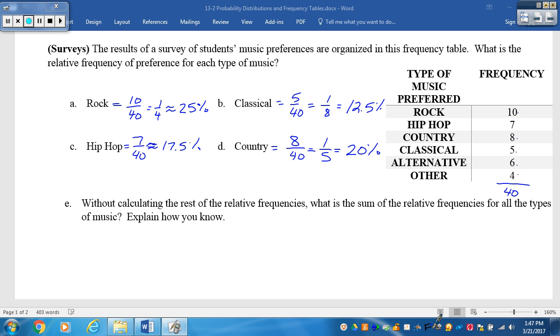For letter E, it says, without calculating the rest of the relative frequencies, what is the sum of the relative frequencies for all the types of music? Explain how you know.